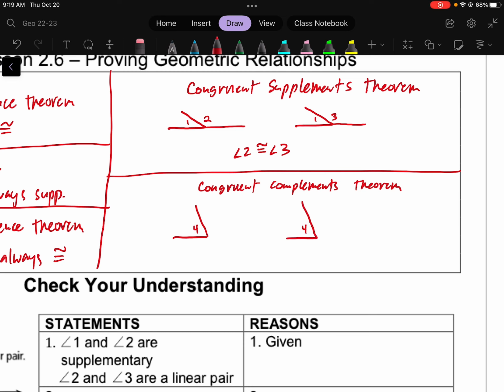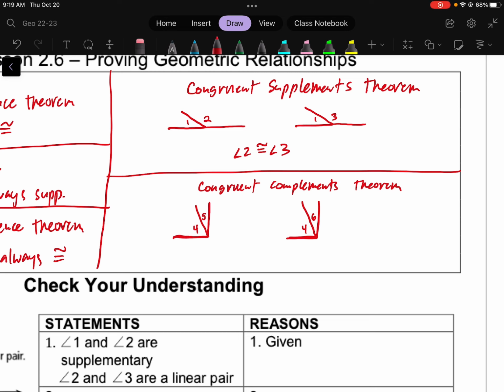So I have two copies of angle 4. On the first copy of angle 4, I'm going to draw an adjacent angle so that I get a right angle, and so let's call that angle 5. And on the other copy of angle 4, I'll do the same thing. I'm going to draw another angle, but I'm doing it in such a way that I get a right angle.